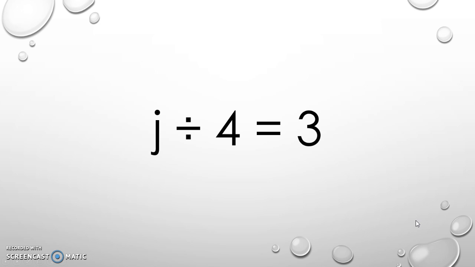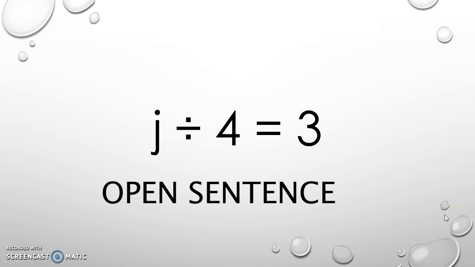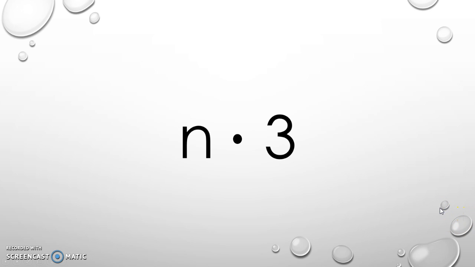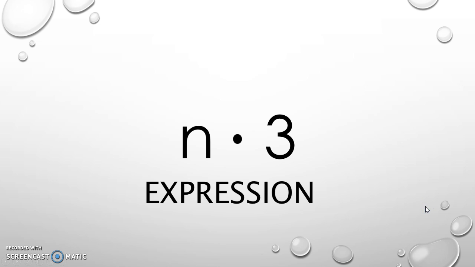J divided by 4 equals 3. If it has an operation, it cannot be a variable by itself. It has a variable, but it can't be a variable by itself. If it has an equal sign, then it has to be an open sentence. I know what this dot means. That's one way to see multiplication. N times 3. That's an expression.